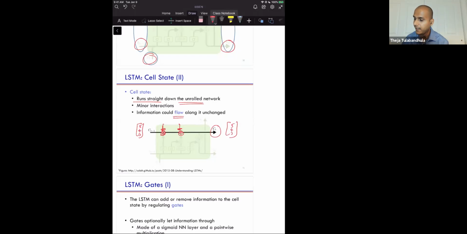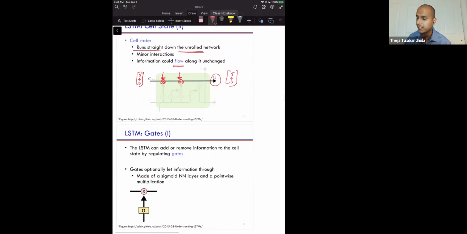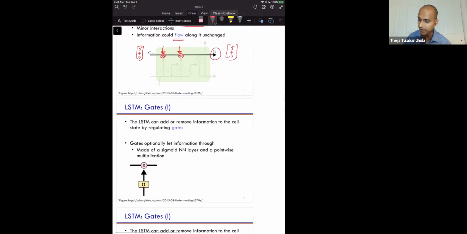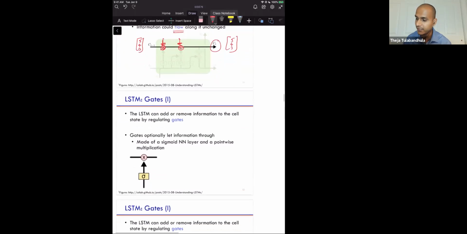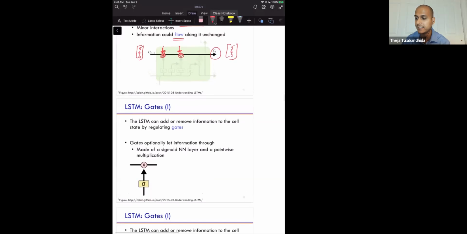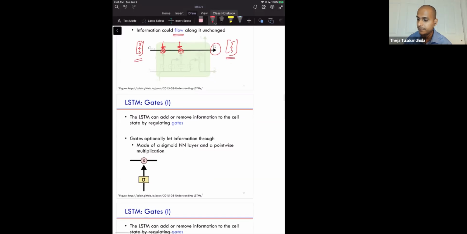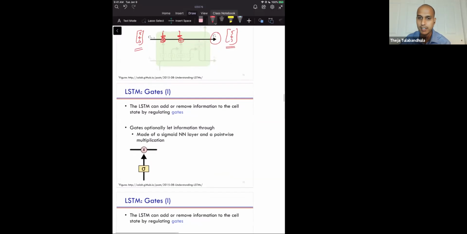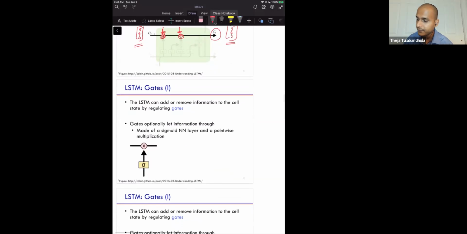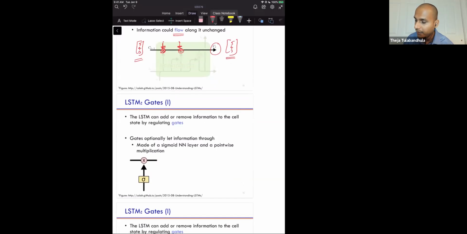But the key part is to discuss how we're going to change the cell state. How are these vectors getting manipulated as they go from cell to cell, as they're being computed at the end of each cell and as they're being inserted into the next cell? We're going to add or remove information to the cell state.